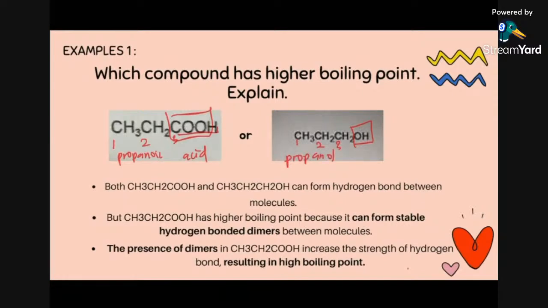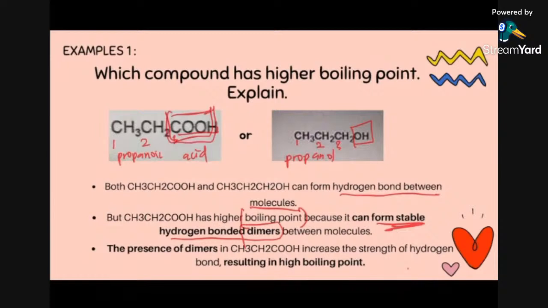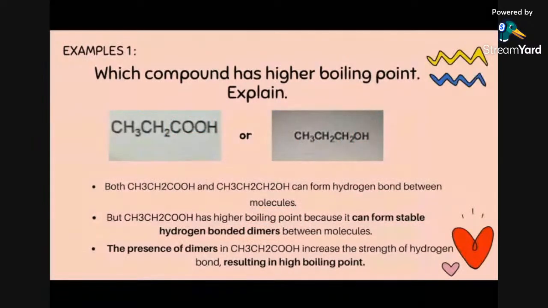So propanoic acid and propanol can form hydrogen bond between molecules. But propanoic acid has higher boiling point because it can form stable hydrogen bonded dimers. Okay, ni kan kita kata dia ada dimers. Yang ni tak ada dimers. So ni lebih stable berbanding yang ini. Sebab itulah boiling point dia lebih tinggi berbanding alcohol. The presence of dimers in propanoic acid increase the strength of hydrogen bond, resulting in high boiling point.